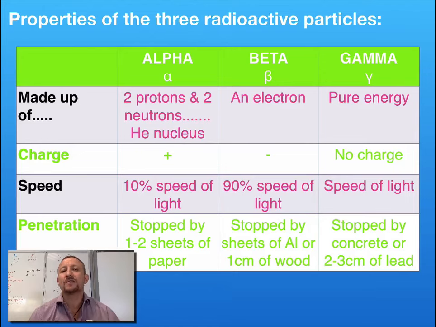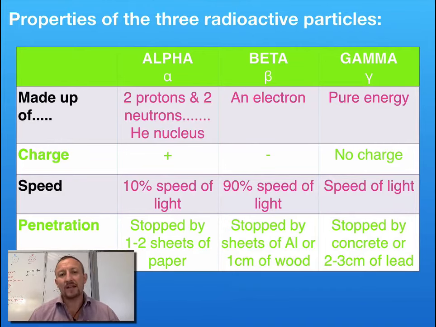Because there's 2 protons, it has a positive charge. Okay, so its overall charge will be +2. It's a lumbering giant when it comes to the radioactive particles. It only has 10% the speed of light. And as we know, its penetration can be stopped by only a couple of sheets of paper. So alpha: positive, big, heavy, slow moving.